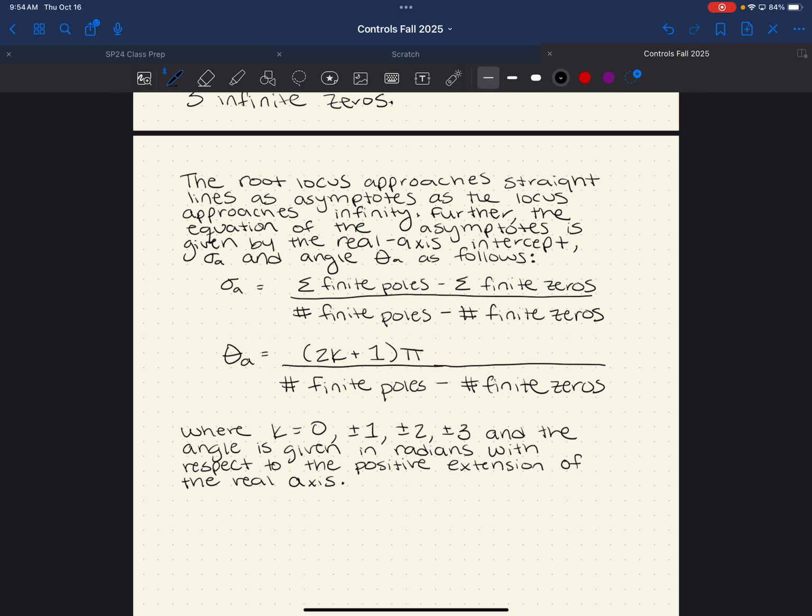Real axis intercept, sigma A, and then the angle that the asymptote makes with the positive real axis. So here is theta A. We can do this for k values from 0 essentially up to the number of infinite branches minus 1. However many branches we need to account for, we continue to plug in increasing values of k until we know all the angles that those asymptotes exist at. Again, I think an example is going to help solidify that idea. Okay, let's give this a try.